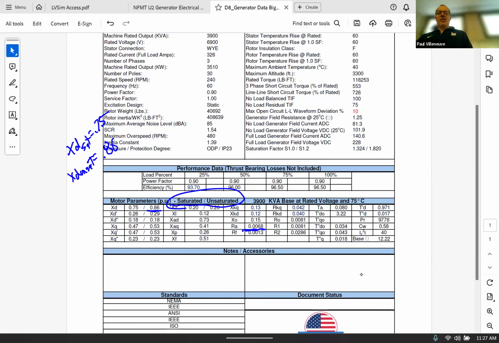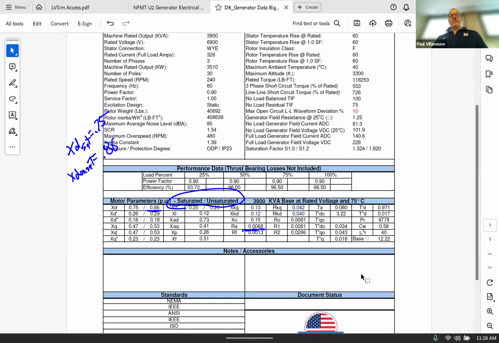The other thing to notice, does RA have a saturated or unsaturated value? Do you see two values for RA? Why not? Because RA is just coil resistance. It doesn't need magnetic energy, right? The magnetic energy can be what it needs to be. The resistance is just the resistance. So there is no saturated or unsaturated resistance. It's only reactance.